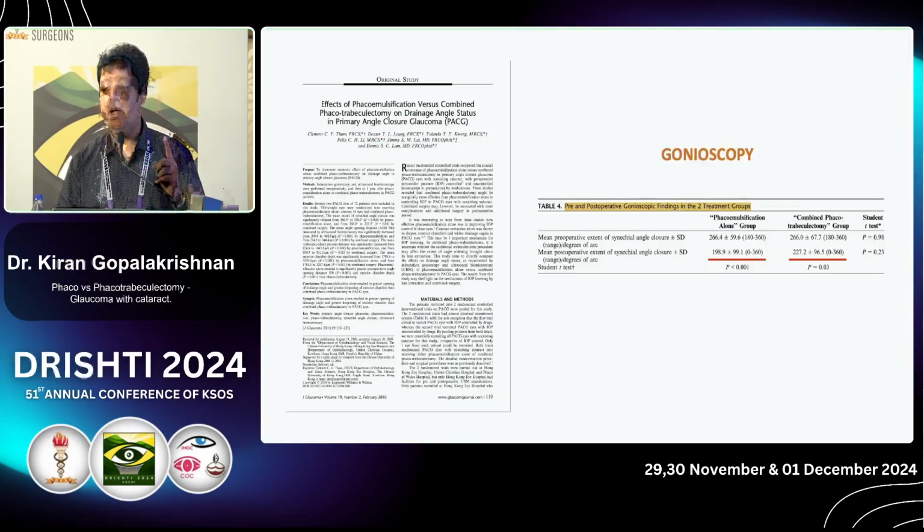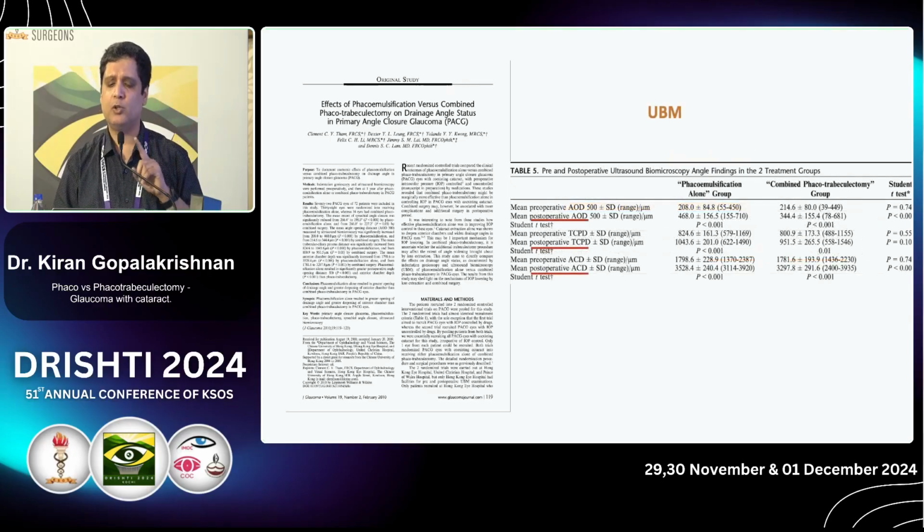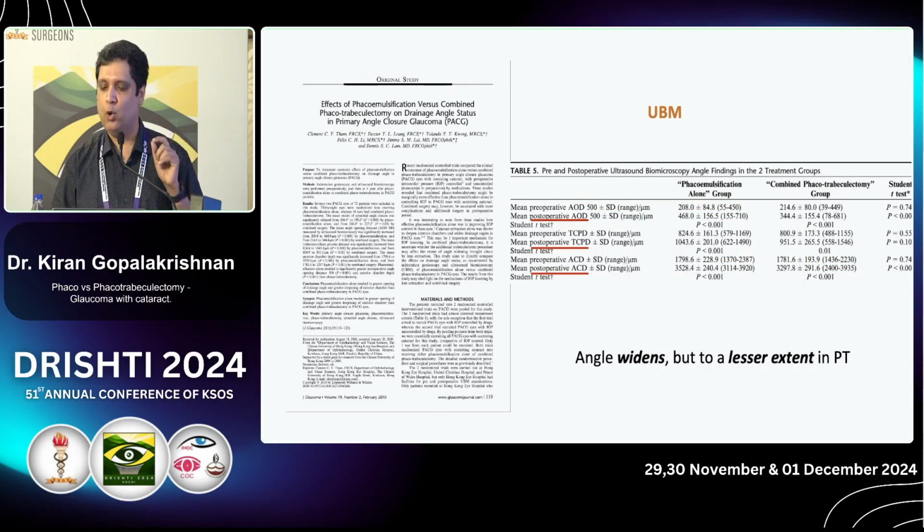Preoperatively on gonioscopy, this is the extent of synechial angle closure. A theory that was present earlier was that synechial angle closure is not going to change by performing phaco alone. This study shows that it is wrong. Following phaco and following phaco trab, there is a decrease in synechial angle closure. But the extent of closure reduction is much more in the phaco alone group, which makes perfect sense because the widening caused by the phaco is counteracted by the filtration of the trab. The UBM studies are also very similar: both these procedures do widen the angle, but the widening is much more in the phaco alone group.